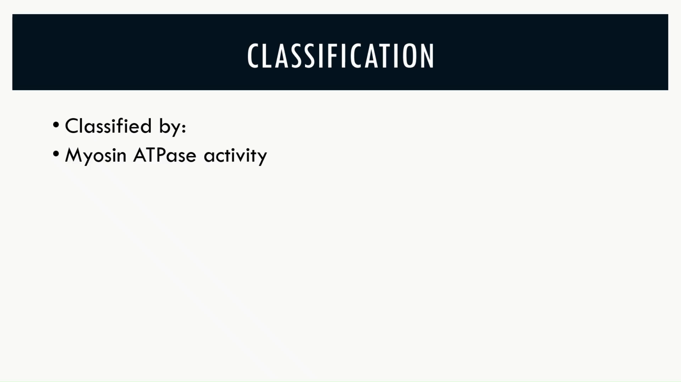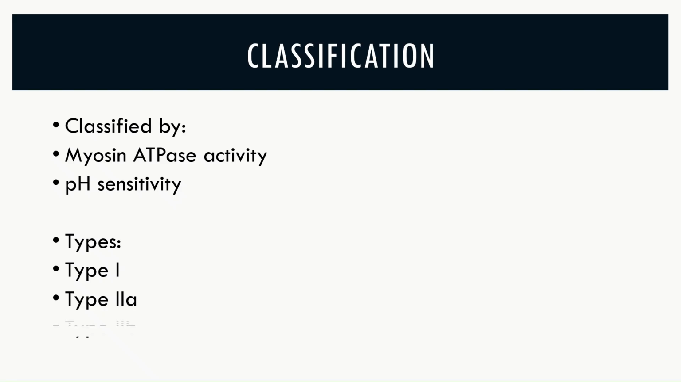Classification of muscle fibers. Muscle fibers are classified based on myosin ATPase activity and their response to pH conditions. There are mainly four types: type 1, type 2A, type 2B, and type 2X fibers.